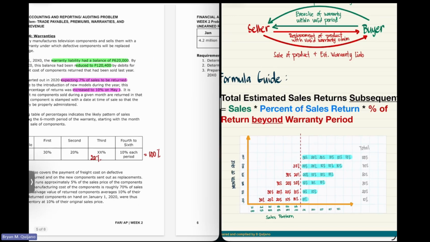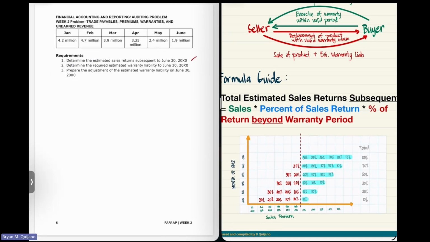So let's move on to the next slide. We have here our sales pattern. We have January, February, March, April, May, June. So our x-axis here will be the sales pattern and the y-axis here will be the month of sale. For example, for January, since our sales pattern is that on the first month after the sales will be 30%, 20%, 20%, 10%, 10%, and here in this line, this is our boundary for the June transaction.